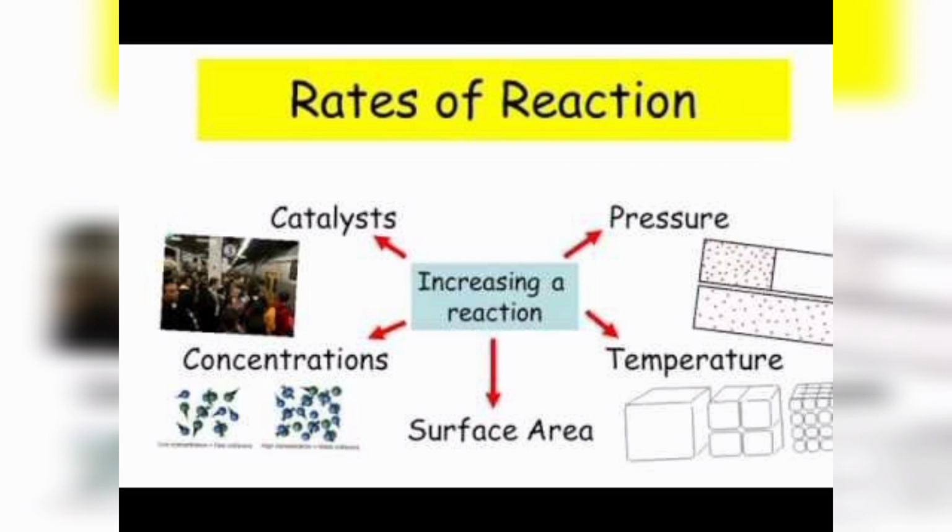Now see this. The rate of a reaction can be changed. For instance, iron rusts faster in an acid than in water. The important factors that affect the rate of reactions are the surface area, concentration, catalyst, pressure and temperature.